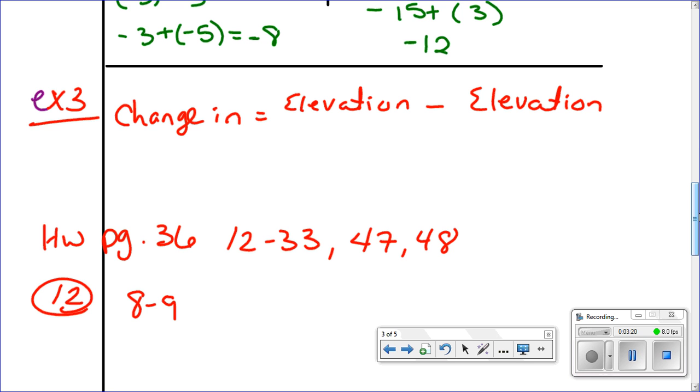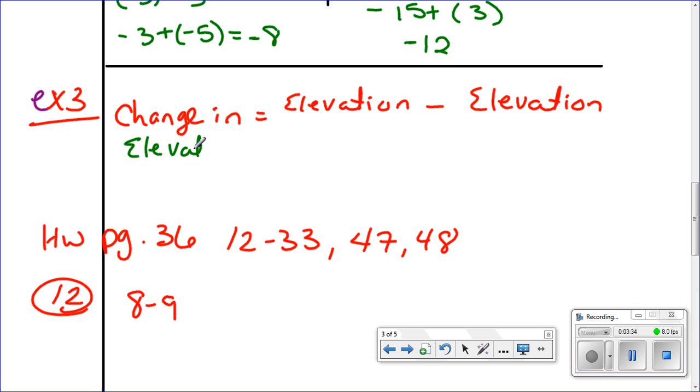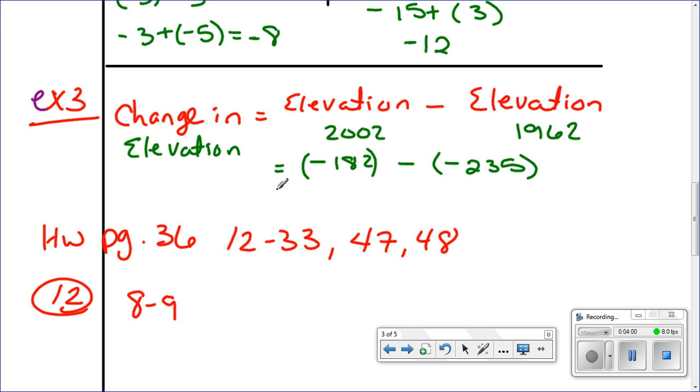Well, if you look at the picture, negative 235 meters means below sea level. And then negative 182 means it rose closer to sea level. So I've started this problem. We have change in elevation, which is what we're looking for. Change in elevation is going to be the elevation in 2002, that latest one, the highest one, minus the elevation in 1962. The elevation of 2002 is negative 182 minus the elevation of 1962, which was negative 235. So we get negative 182 plus the opposite of negative 235. And when you subtract these two, you get 53.